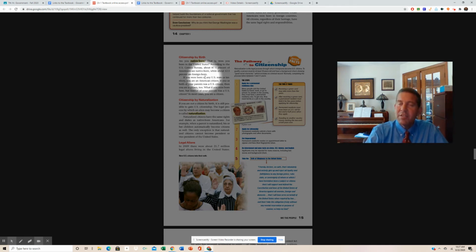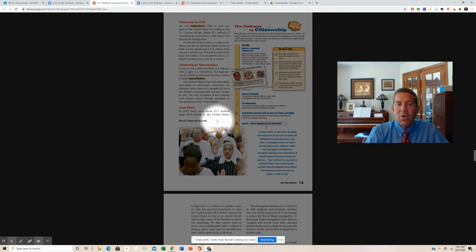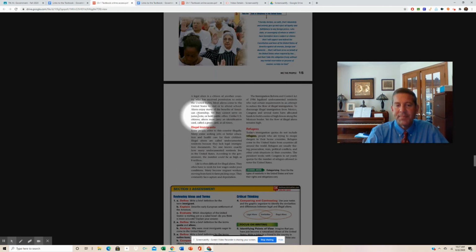How can you get citizenship in the US if you weren't born here? That is called citizenship by naturalization. Naturalization is a fancy word for the process by which an alien may become a citizen. Naturalized citizens have the exact same rights and duties as native-born citizens. So in 2009, several years ago, there were about 21.7 million legal aliens living in the United States.